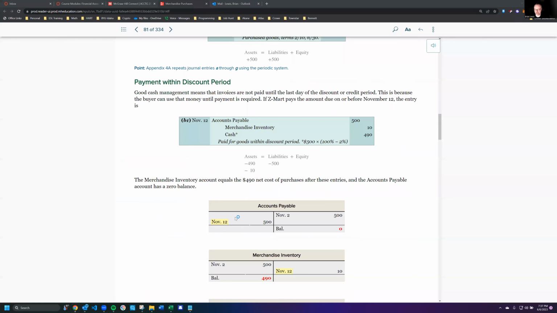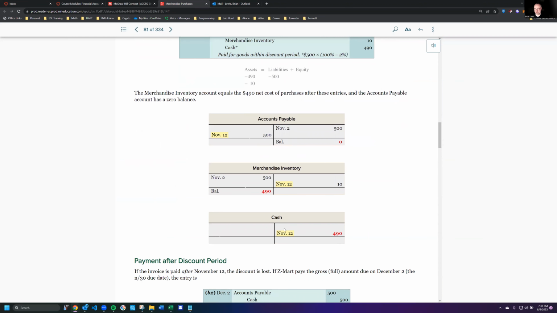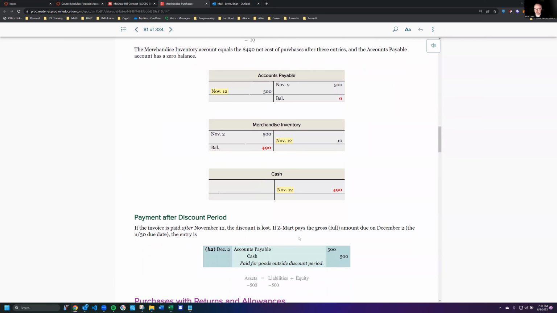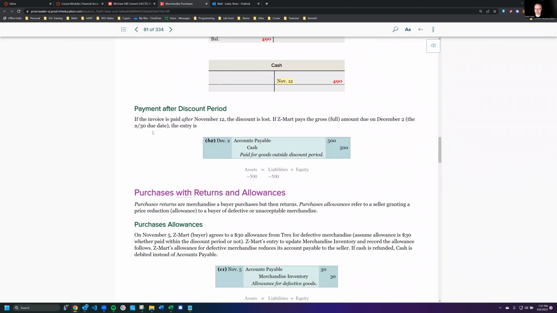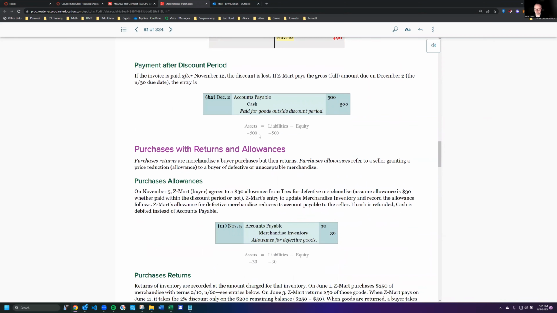Now, going back here, right? So you have your accounts payable, you have merchandise inventory, and you have your cash. Voila. These are the entries, all your T accounts for what you just did. Now, if I just did it after the discount period, I wouldn't do this. I would have done what I did before, which is just clear out the accounts payable, a debit to accounts payable and a credit to cash, because I'm reducing cash and reducing the payable as it shows here.